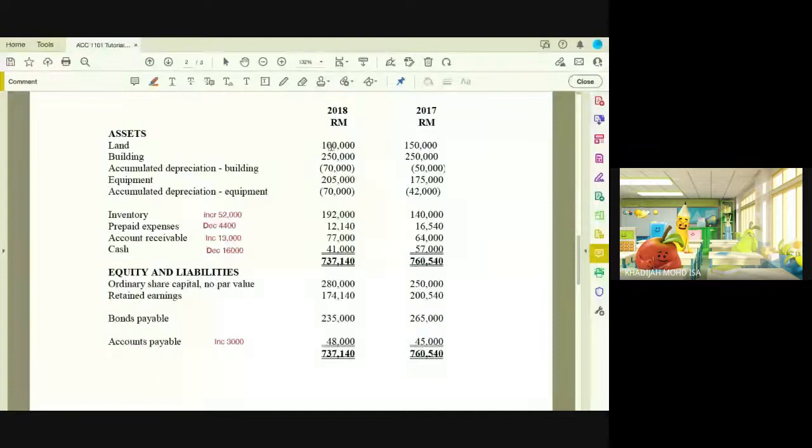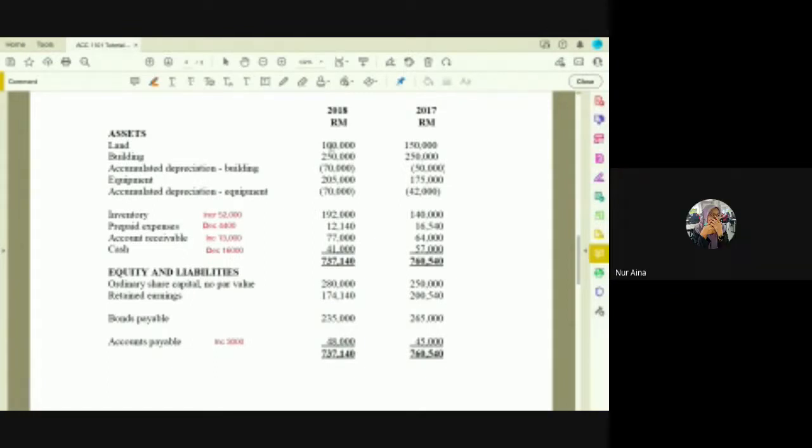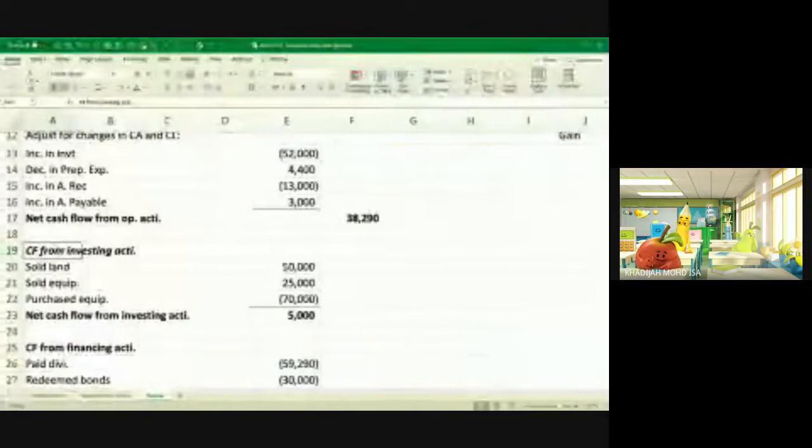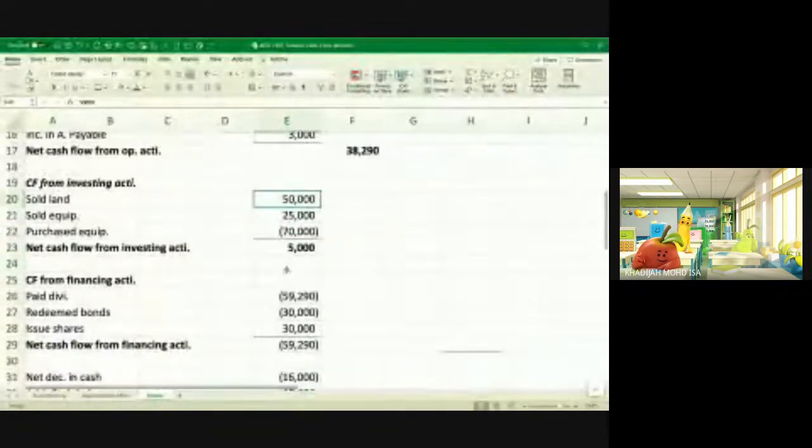When you sell land at cost, it means there's no gain or loss on the disposal of the land. But when you sell, is that a cash inflow or a cash outflow? When you sell your land, do you get money or pay money? Inflow. Yes, cash inflow, so it's positive. So for disposing of land, you have a plus of 50,000 cash.